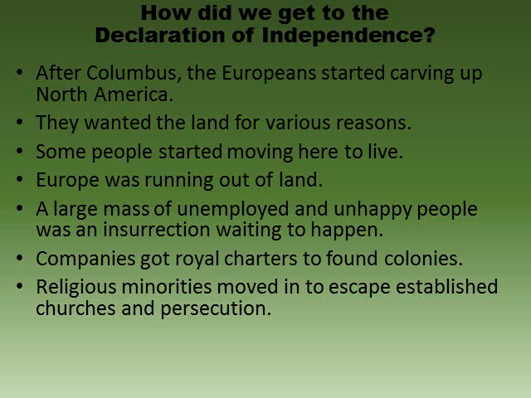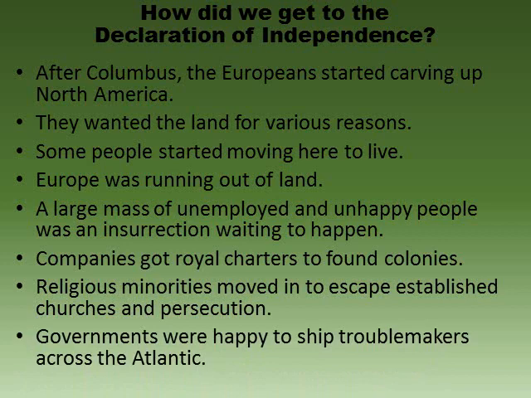We know about the Pilgrims, who were religious minorities, ended up in New England. There were also Catholics that founded Maryland, and that's how that colony was founded. The Quakers ended up in Pennsylvania, and all kinds of different religious groups came over to the Americas to escape persecution. And once again, governments were happy to ship their troublemakers across the Atlantic, get them out of the way, because if they were across the ocean, that was a lot better than having them underfoot, where they might cause more trouble for the government. And so a lot of the people were happy to go. The governments were happy to send them.